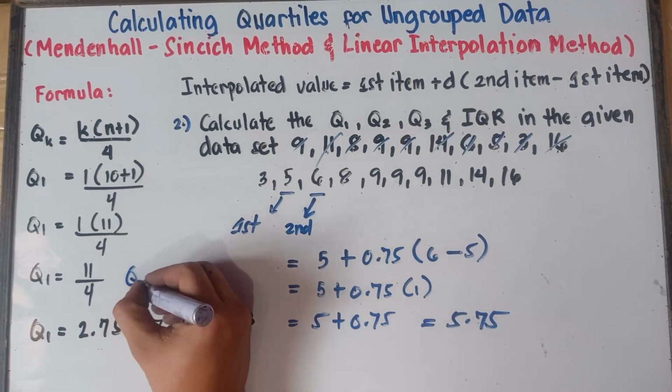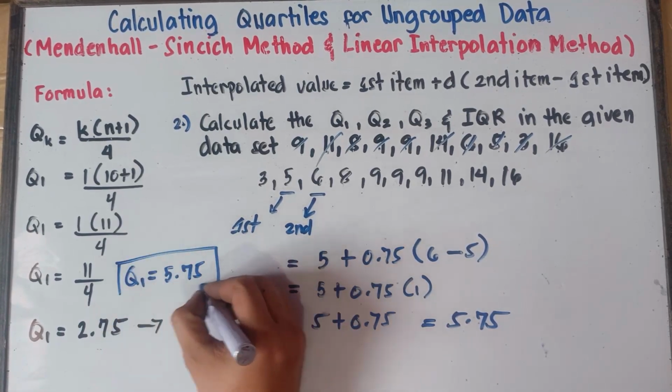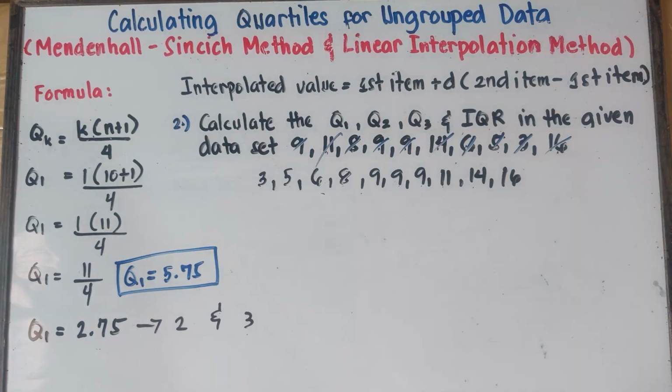So therefore, quartile 1 is equal to 5.75. That's it, class. All set. That's the answer with regards to example number 1 for quartile 1. Alright, so let's proceed now to quartile 2. Let's do it step by step. Let's proceed now in finding quartile 2.